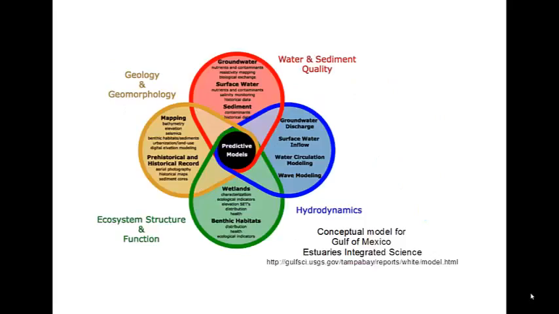Here's a very different type of conceptual model. This is for the Gulf of Mexico Estuaries Integrated Science. In this case, it's showing four different areas where information is required and needs to be brought together to help develop predictive models of estuary water quality, for example.